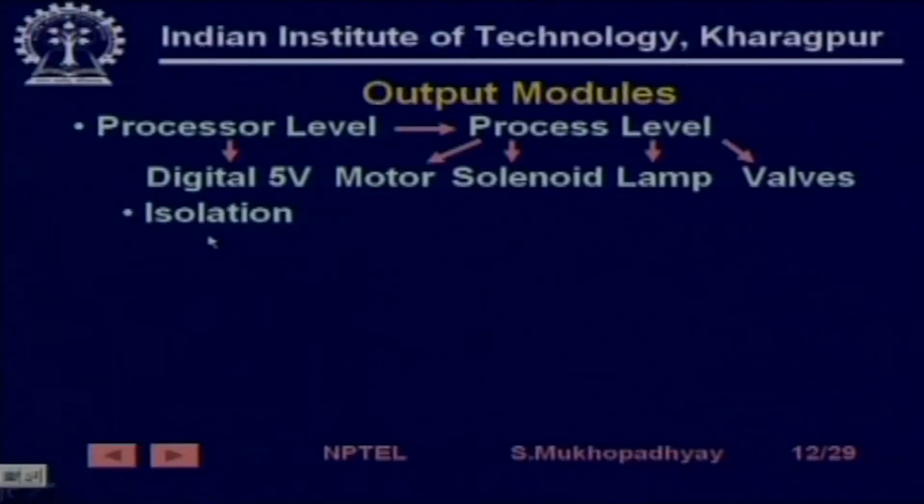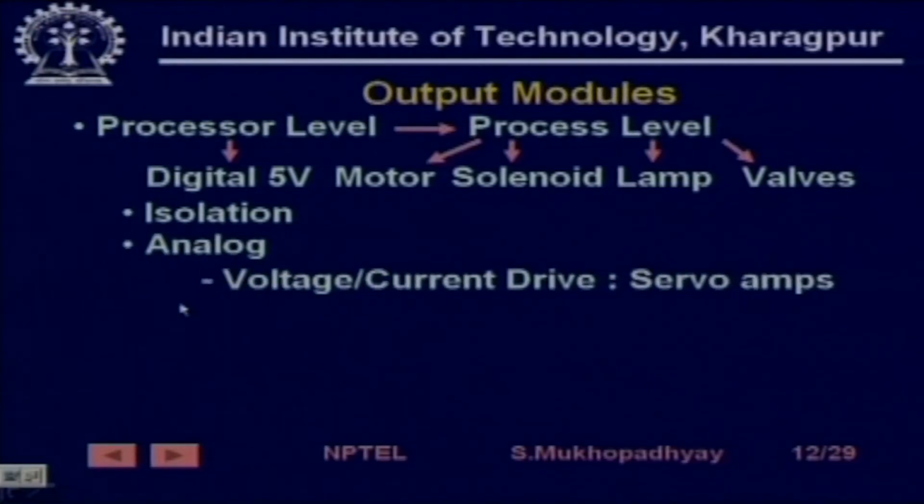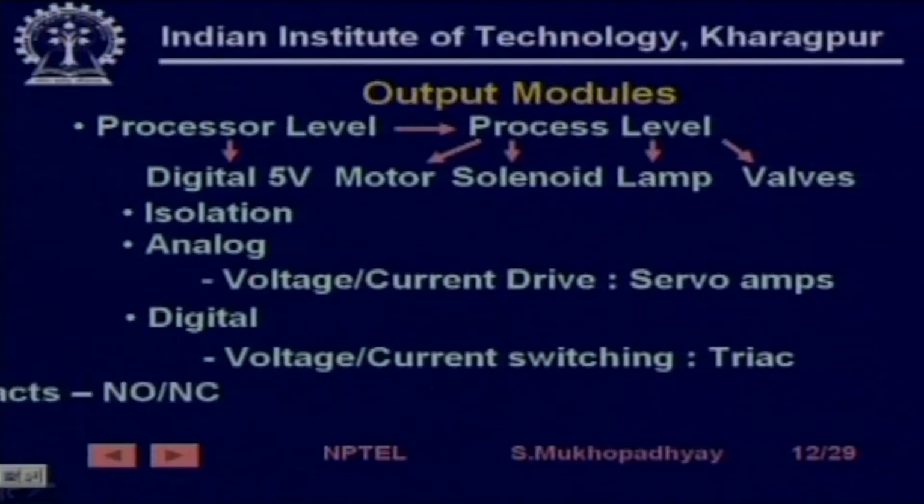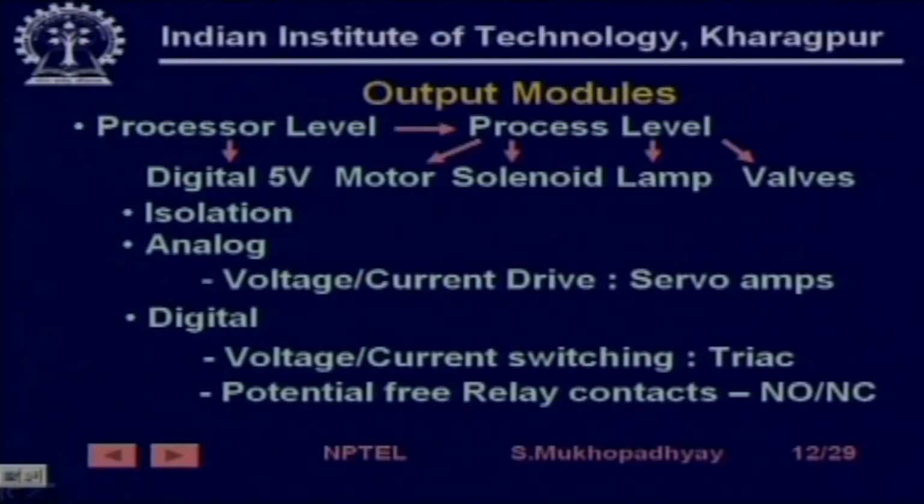They also provide isolation, and for analogs they have to provide the voltage or current drive. Typically a unit that will provide that will be, let us say, a servo amplifier. Such amplifiers will be put on output modules. For digital output modules, sometimes they will require high power, you will just give a pulse and during the duration of the pulse a high current will be switched. Such a thing will be done by the output modules.